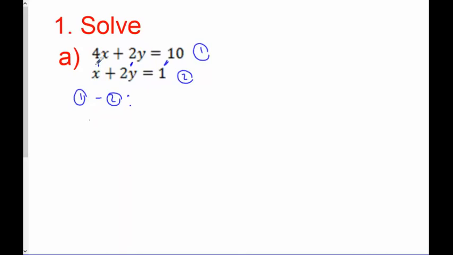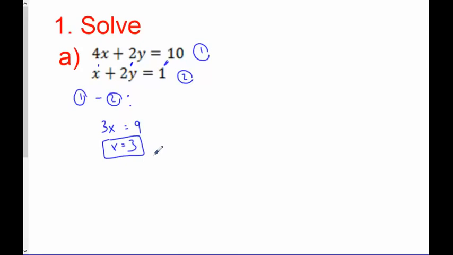So if I do that, 4x minus x gives me 3x. 2y minus 2y, that is now 0y, so it's gone. You can almost say it's eliminated, hence the term elimination, right? So we've eliminated 2y. Over on the other side, 10 minus 1 is 9. So all I'm left with is 3x equals 9, which obviously means x equals 3. And then I'm halfway done the question, right?